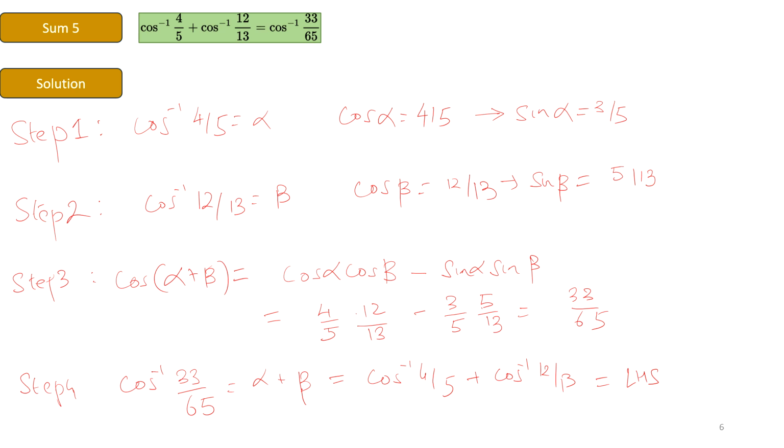In step 4, we see that cos of alpha plus beta is equal to 33 by 65, or cos inverse of 33 by 65 is equal to alpha plus beta. Our original assumption was alpha is cos inverse of 4 by 5 and beta was cos inverse of 12 by 13. Hence, we proved that left hand side equals right hand side.